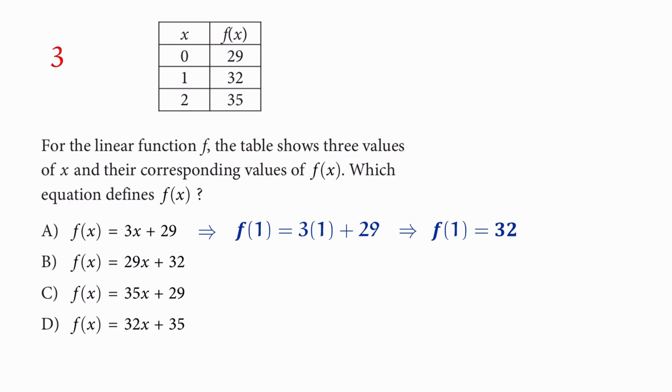The second way is that, as we can see, when x increases by 1 unit, y increases by 3 units. According to the definition of slope, delta y over delta x, we can say the slope is 3. And option A is the only one that has a slope of 3.